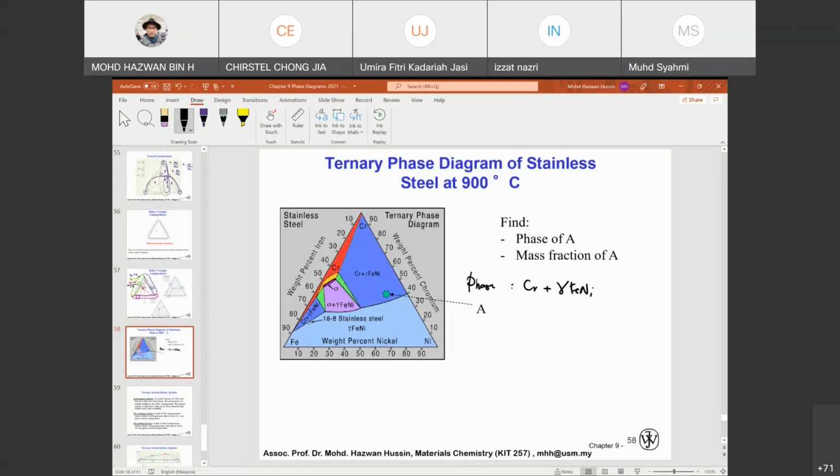And then the more tricky question. We are looking at the mass fraction. From this phase diagram, we can see that we have chromium on top, iron on your left, and nickel on your right. All these three things need to be reported in your ternary phase diagram. So for mass fraction, we have Cr, Fe, and Ni. So three people will do this.